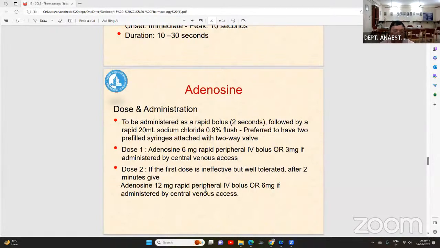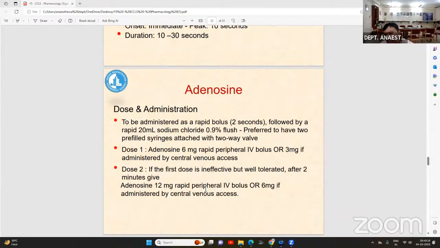If you do not have a central line, take the antecubital vein with a cannula and use a three-way connector. On one side you use the diluted adenosine, and on the other side the 20 ml flush. Have two pre-filled syringes attached to the connector. Rapidly give adenosine like a flush and raise the hand. So the dosage is adenosine 6 mg rapid peripheral IV bolus, or 3 mg if you have central venous access.